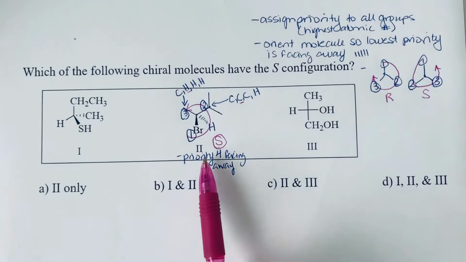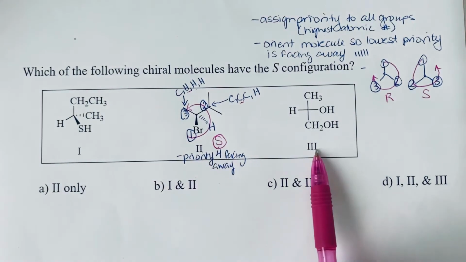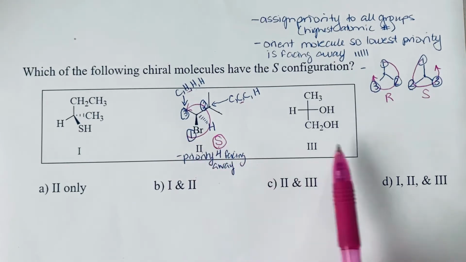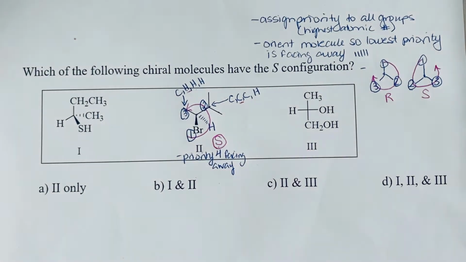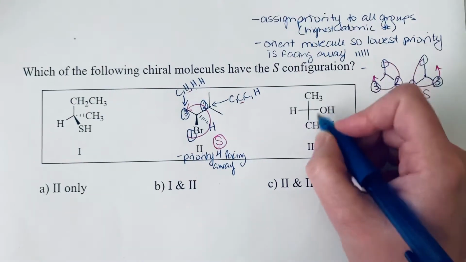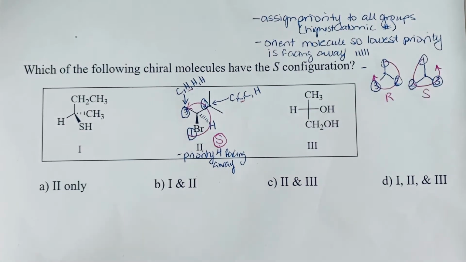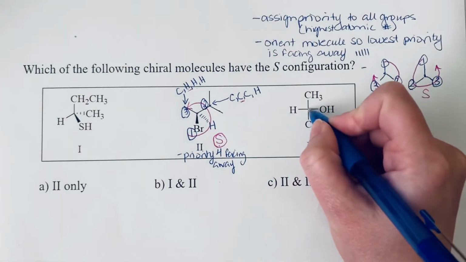All right, so the next one I'm gonna look at is 3. And that's because this is the next easiest type of problem. And the reason is where the hydrogen is. And hydrogen's not always going to be your lowest priority group. You might have a chiral carbon that doesn't have any hydrogens at all, but if it does have one, that's definitely your lowest priority. So here's our chiral carbon.